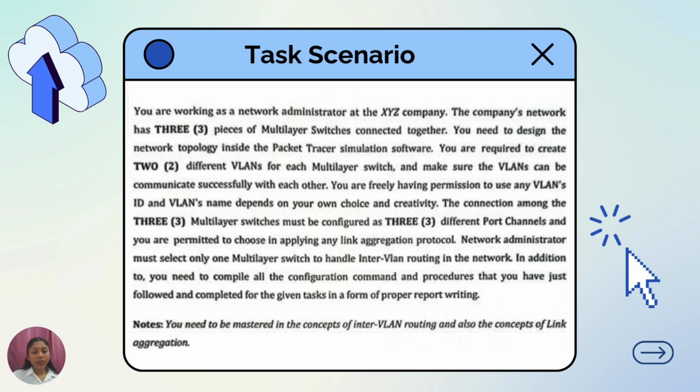The network administrator must select only one multi-layer switch to handle inter-VLAN routing in the network. In addition, you need to compile all the configuration commands and procedures that you have followed and completed for the given task in the form of a proper report. The note given is that you need to master the concept of inter-VLAN routing and also the concept of link aggregation.